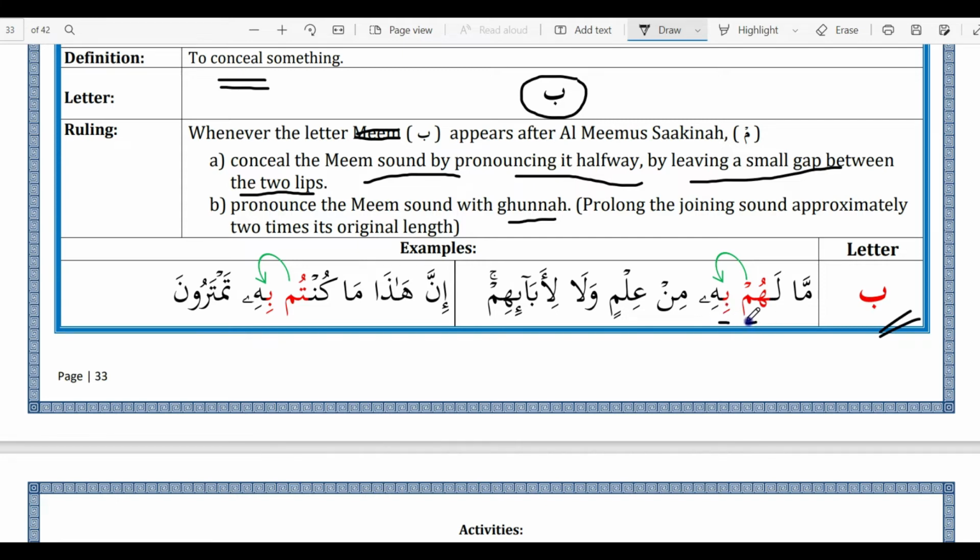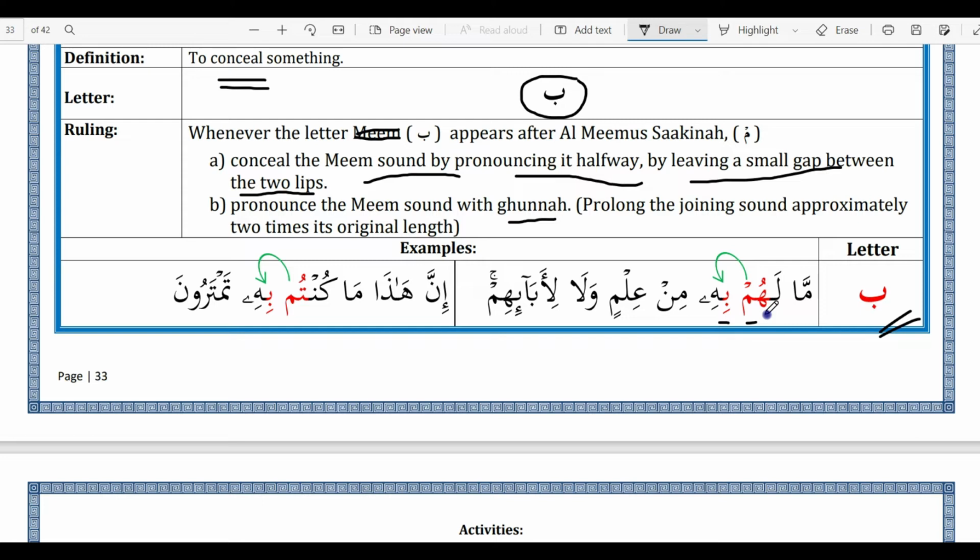The second part is that we have to hide the Meme sound by pronouncing it halfway, and that is to leave a small gap between the two lips. So when we're saying hum, while we're stretching it, hum, we have to leave a small gap between our lips. We're not going to make our two lips touch together 100%. We're not going to say hum with that emphasis. We try to leave a small gap between the two lips and we say lahum.